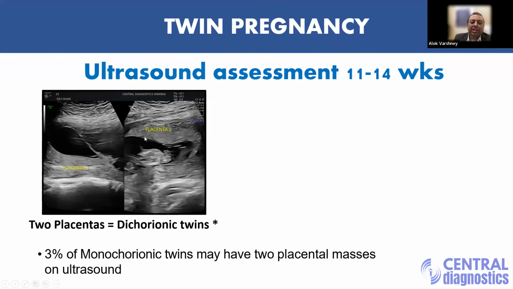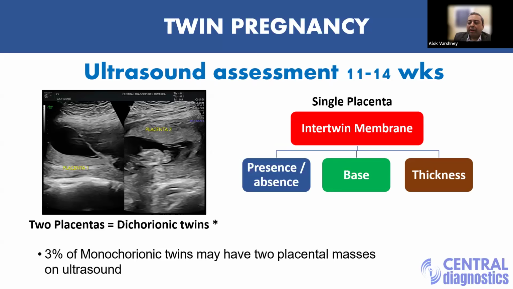So if we see two separate placentas, in most of the cases, it is a dichorionic twin pregnancy, but one paper says that 3% of the monochorionic twins can have two placental masses on ultrasound. So technically, this is not a reliable method of distinguishing monochorionic from a dichorionic twin pregnancy.